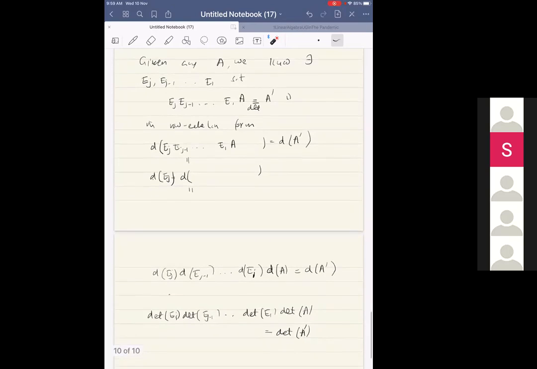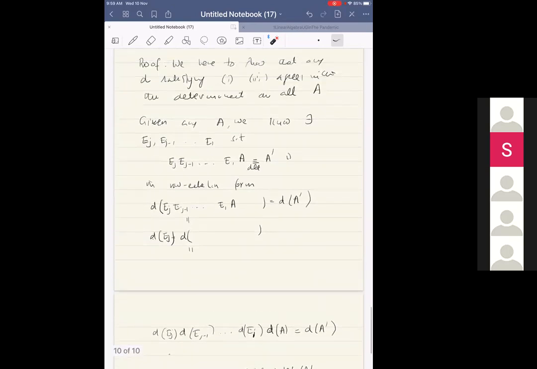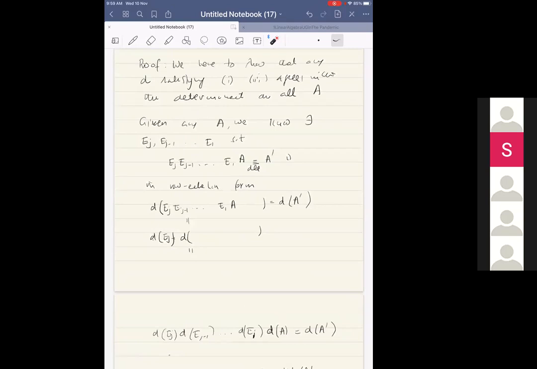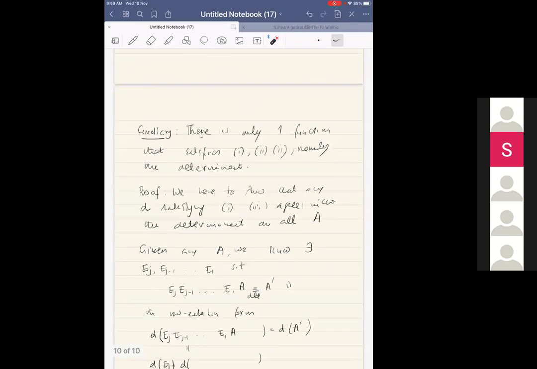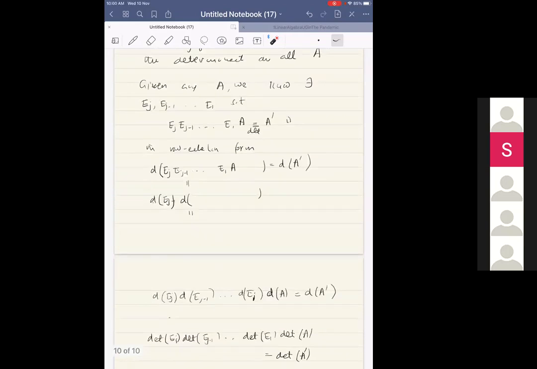So start with the fact that any matrix can be brought into row echelon form by a sequence of row operations, or equivalently by multiplying by some sequence of elementary matrices. Okay, that is this condition. Now apply D to both sides of this equation and peel off these guys one by one, because we know that that is what happens with D.